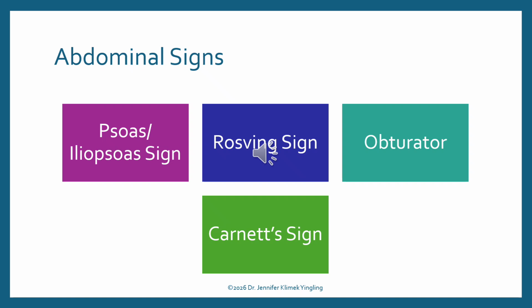So deep palpation on the left, pain to the right lower quadrant. Then there's obturator sign. Obturator sign is when you have your patient, again, in a supine position and you're doing full range of motion to the hip. When you internally rotate the hip, this is going to cause right lower quadrant pain. And this also can be indicative of an appendicitis.